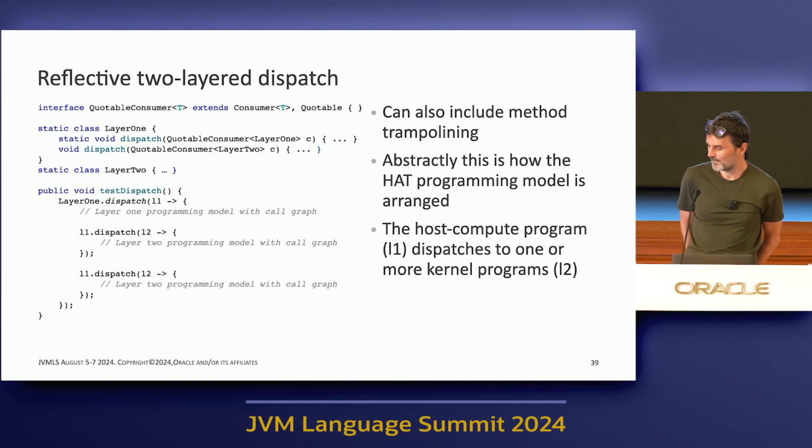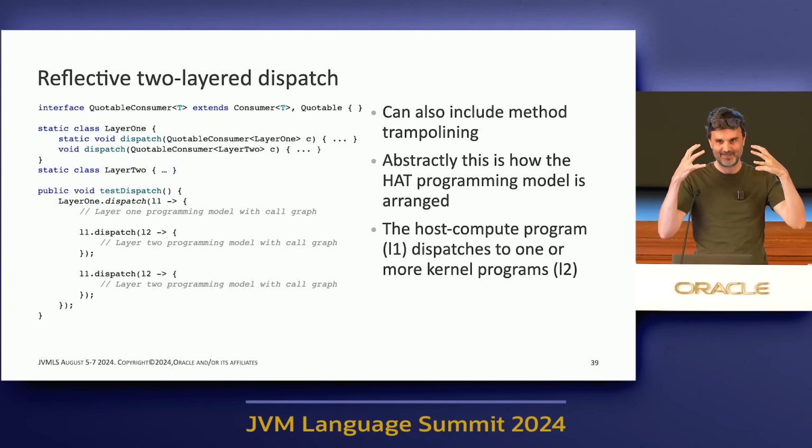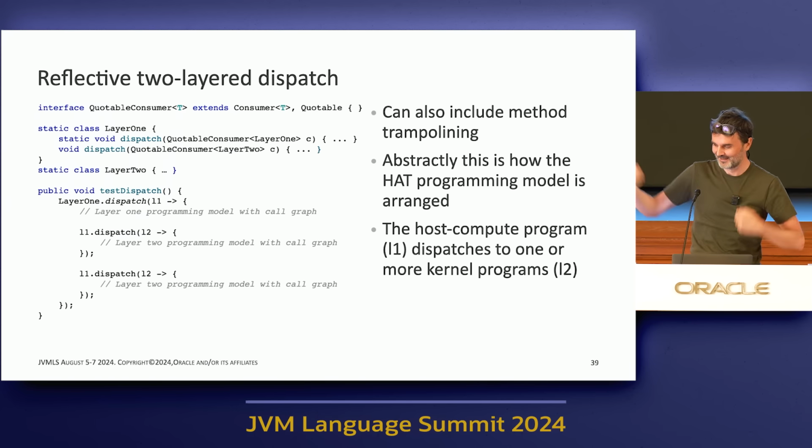And this is kind of how the Heterogeneous Accelerator Toolkit does its modeling for GPU code. The host compute program is Layer1, and one or more kernels is Layer2. So we're leaning into that model for the GPU stuff. I hope to explain that better later, because maybe I'm confusing people a bit here. But hopefully keep that in your head for the next talk.